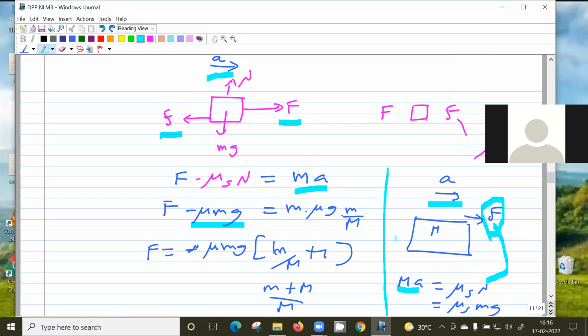So then why have you equated that MA equal to mu SN? See, the net force in the right direction is what? Net force equal to mass into acceleration. So here also, net force in the right direction is F minus friction. That is equal to mass into acceleration. Yes, Newton's second law.